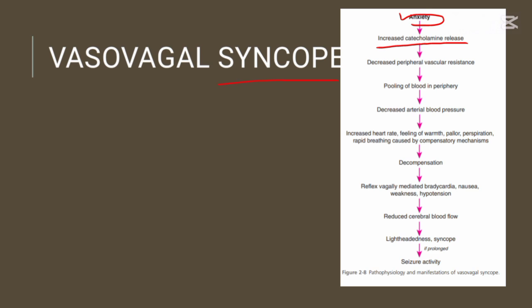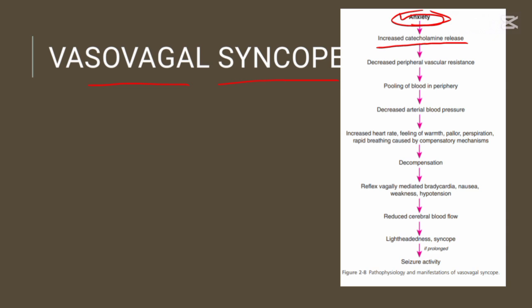Syncope is used mostly for fainting, and vasovagal because the nerve involved in this process is the vagus nerve, which supplies most of your body parts. So basically, the triggering stimulus for vasovagal syncope is anxiety. Due to anxiety, what happens? Your sympathetic nervous system is activated, and due to this there is an increased release of catecholamines. Catecholamines are adrenaline and noradrenaline.